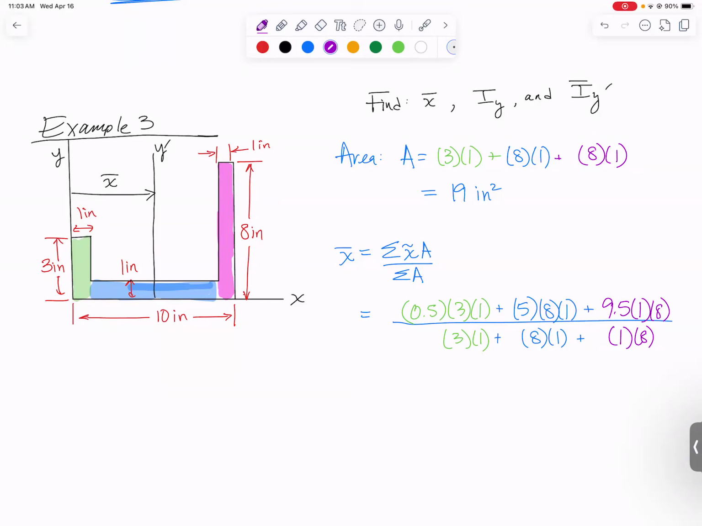Okay, the bottom of that fraction is 19 square inches. We already found that. The x coordinate of the centroid comes out to be 6.18 inches. We got our centroid practice in for the day again.